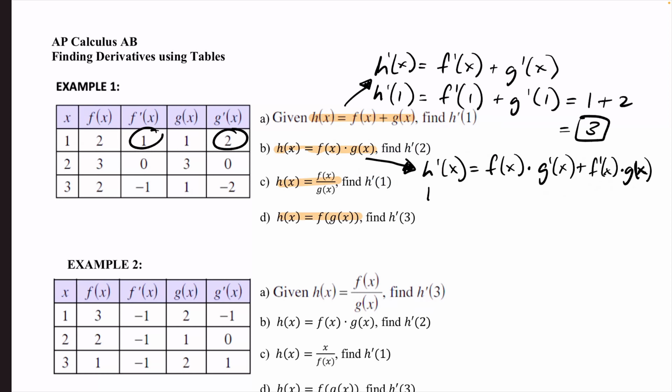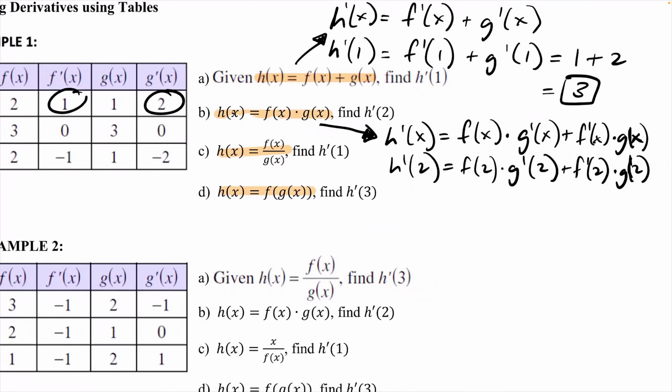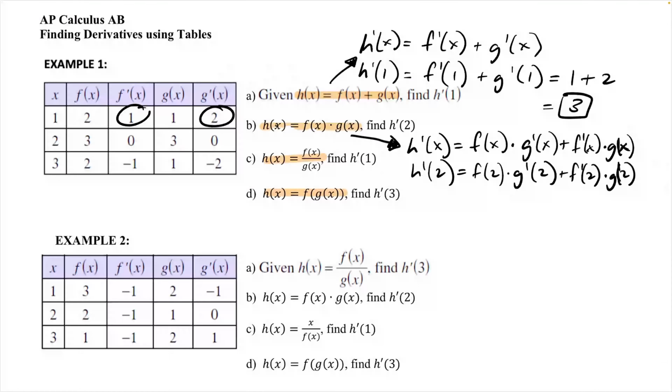Okay, so now plug in 2. f of 2 times g prime of 2 plus f prime of 2 times g of 2. This is where the table comes in. What is f prime of 2? What is f prime, or sorry, what is f of 2? Sorry, f of 2. 3.